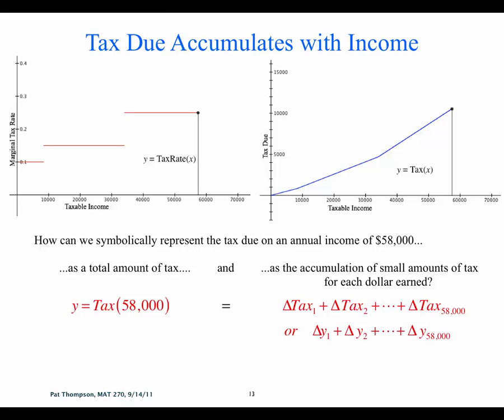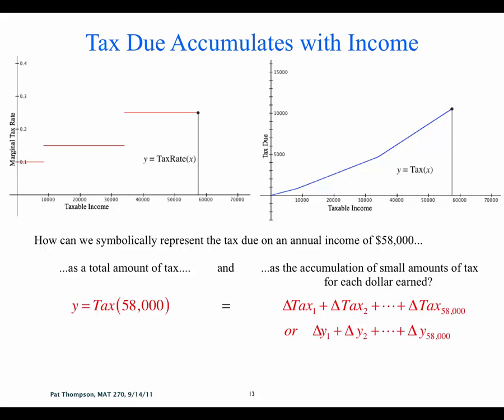It's either this amount that's calculated for your income of 58,000, or it's the sum, the accumulation of all the little bits of tax from January 1st until you earned your $58,000. That'd be like the area underneath the graph on the left one.